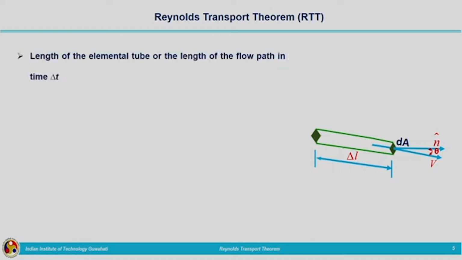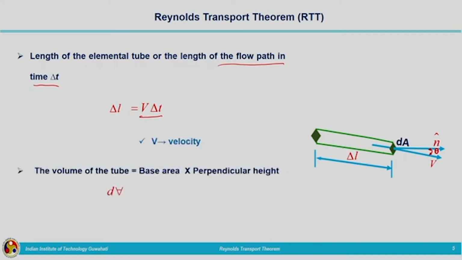So the length of the elemental tube, or the length of the flow path in time delta t, that is delta L, is nothing but velocity multiplied by delta t. V into t will give you the distance travelled, the length of that particular tube. So we can get delta L by taking the expression V delta t, where V is the velocity.